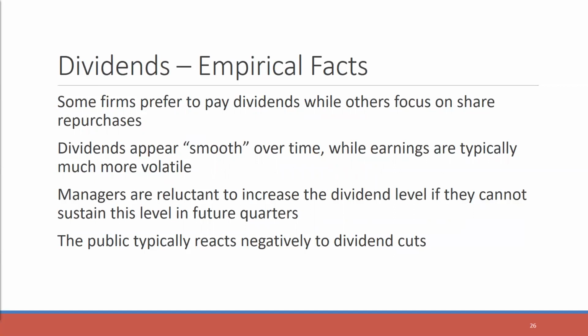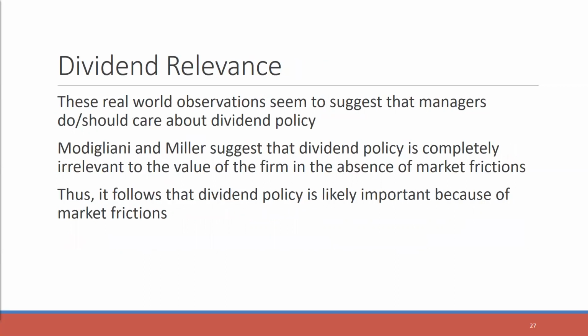What does this tell us? It tells us that managers are likely reluctant to move around with the dividend. If you cut the dividend, that's a really negative signal to the market. So you're going to be reluctant to increase the dividend to a level that you can't sustain, because you never want to cut it, and that's a very bad signal to the market.